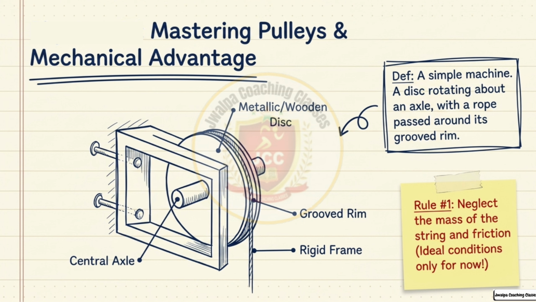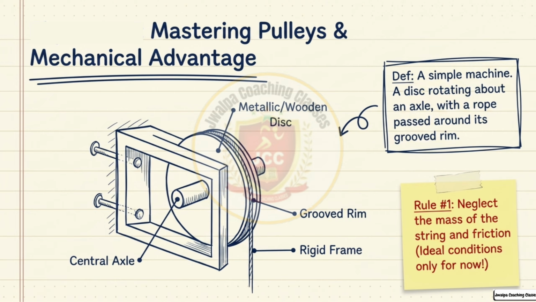Section 1. Pulley Basics and Tension. So first things first, a pulley is defined as a simple machine. It's essentially just a disc rotating about an axle, with a rope passed around its grooved rim. Notice the core anatomy here on the screen. The central axle holds the disc within a rigid frame, and the rope sits snugly right there in the groove.